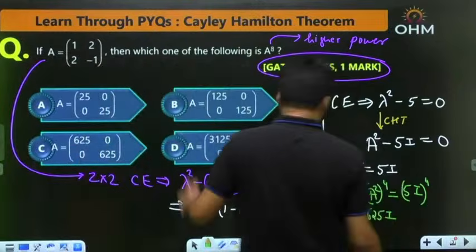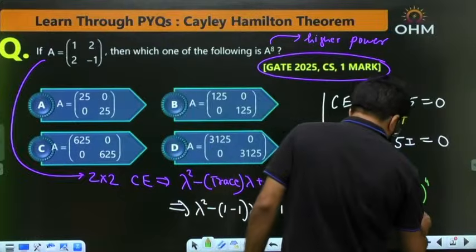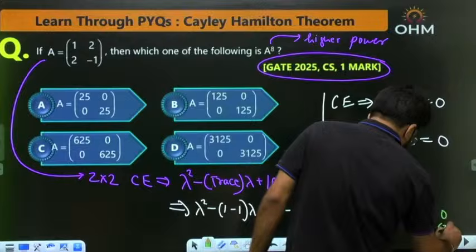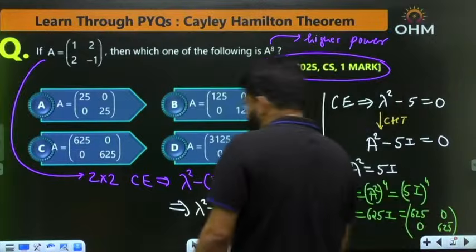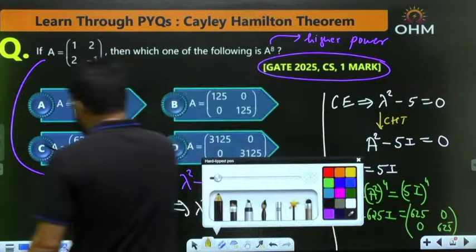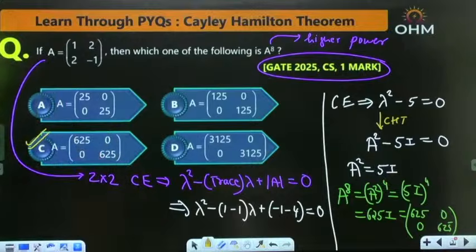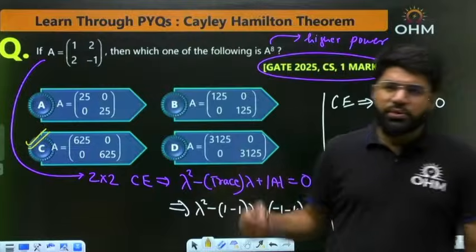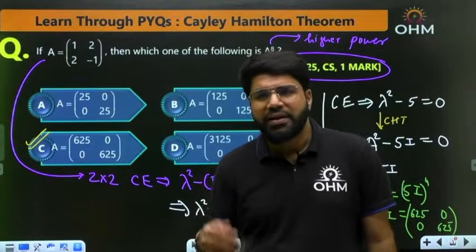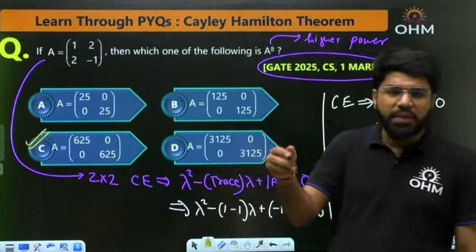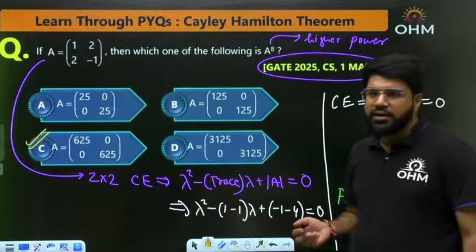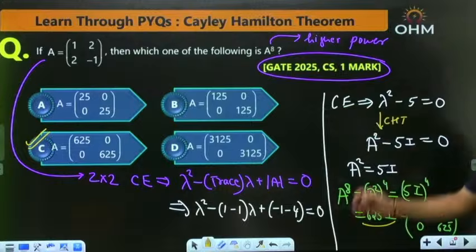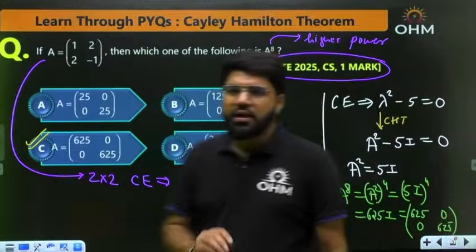Now, identity matrix, you know, diagonal elements are 1, 1, so 625I is 625, 0, 0, 625. Which option is matching here? Option number C, an easy one, correct answer. Sometimes, as I will show you, the options are in the form of matrix A only, A power 4 or A power 8 in terms of A or identity. If it is in terms of identity, the answer is 625I. Here they have given the option in the matrix form, so I have written the matrix.